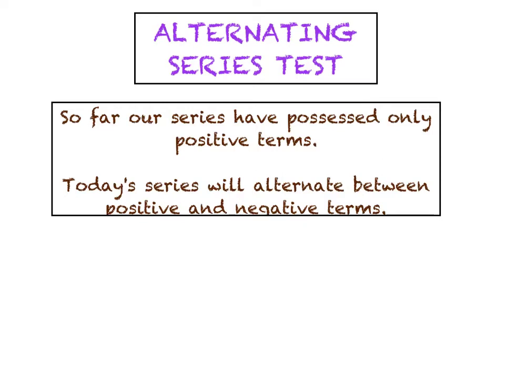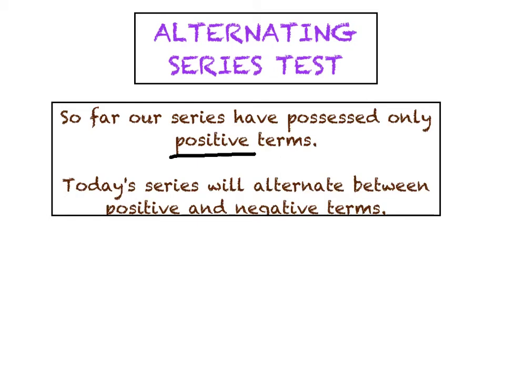He's our main man. Tonight's title is an alternating series test. We're going to find it to be a very likable test once we get a couple underneath our belt. The whole theme tonight is what do we do when we see some negative terms? So far, we've been working with series that have only possessed positive terms for the most part. There's been a few exceptions to that.